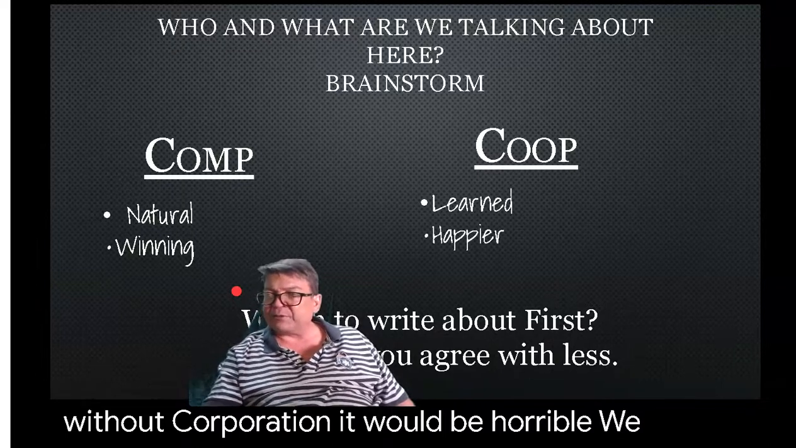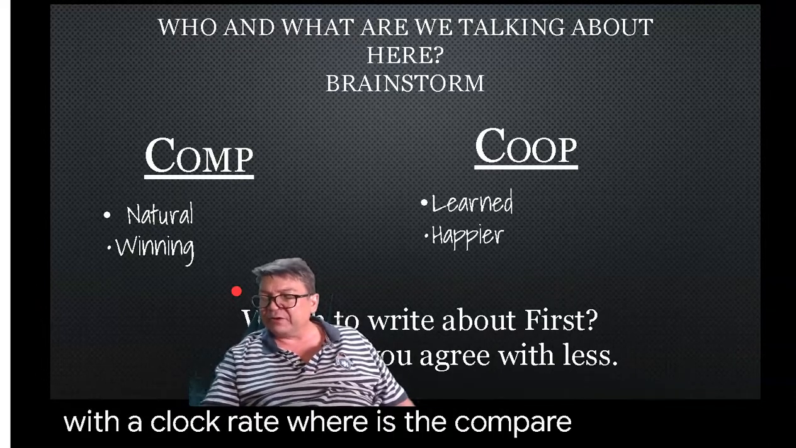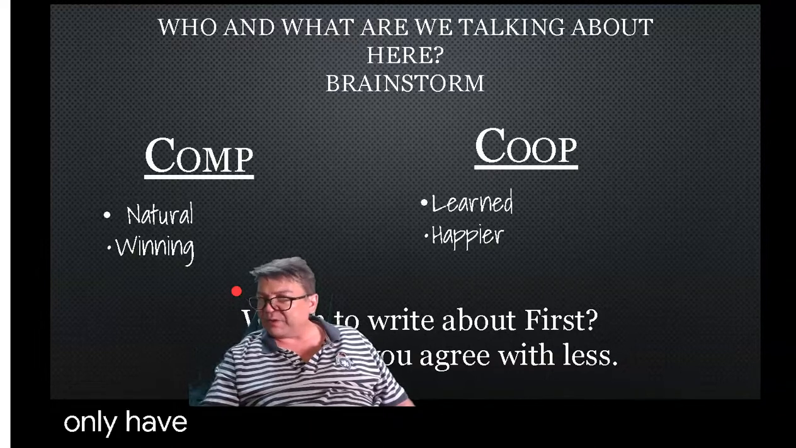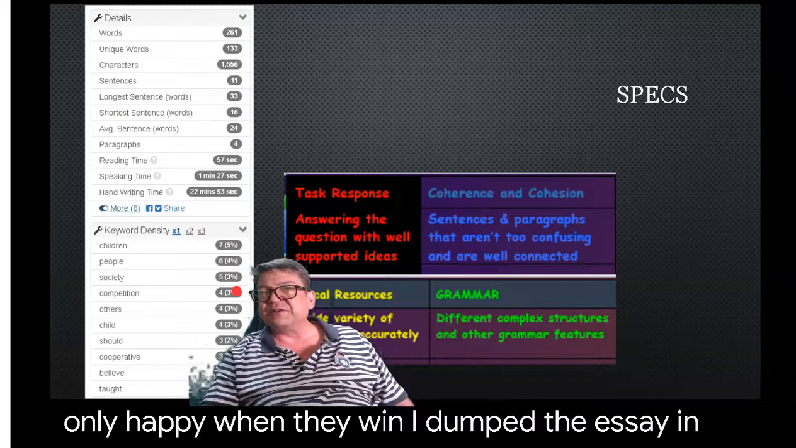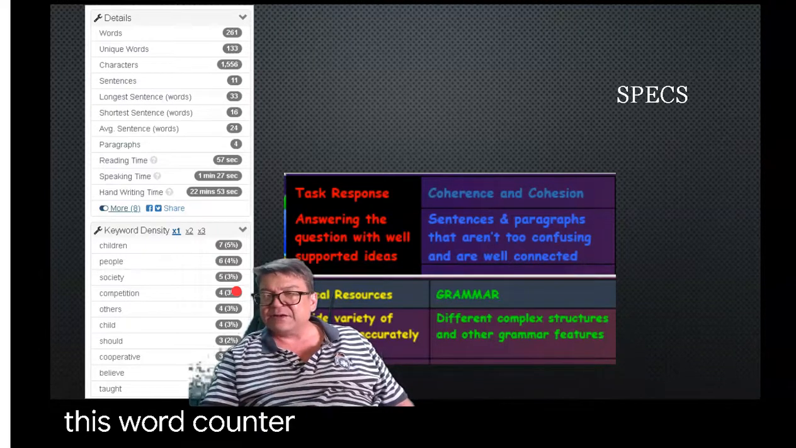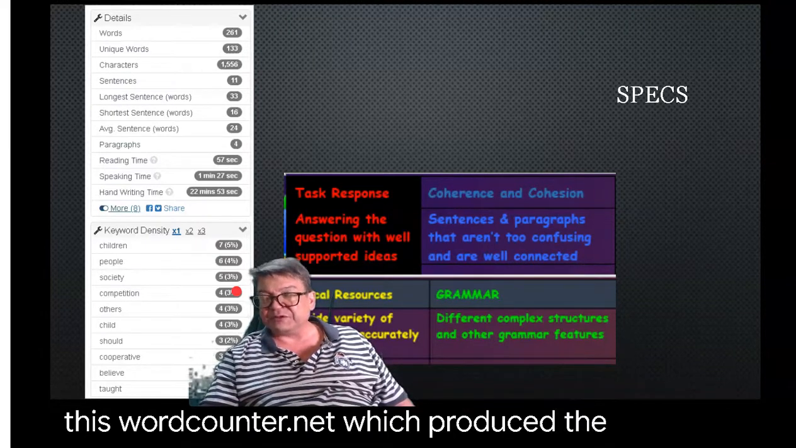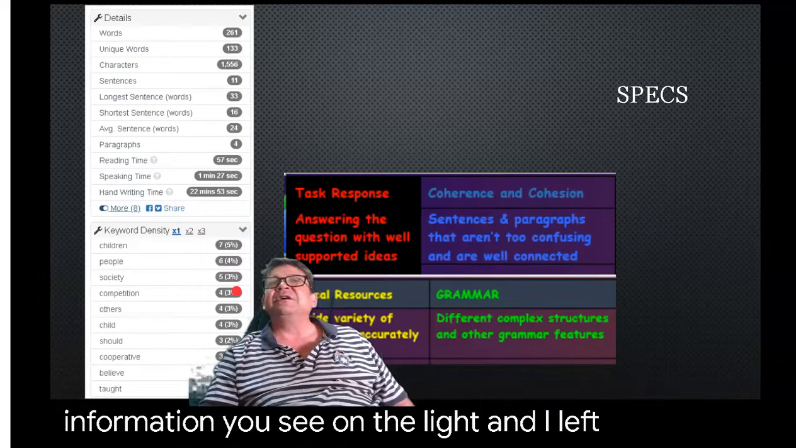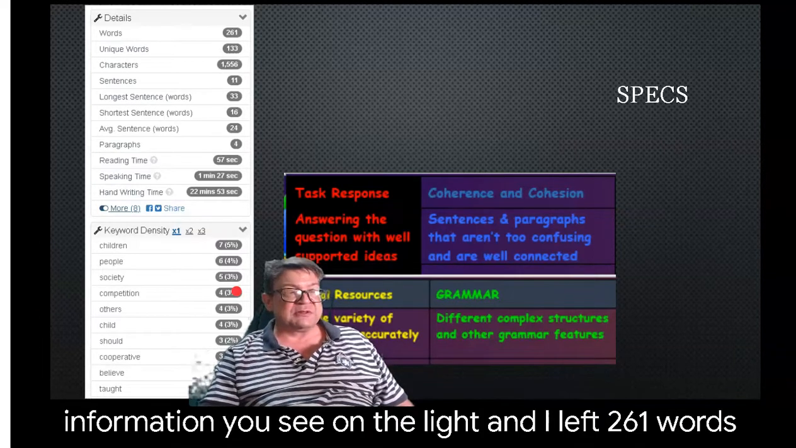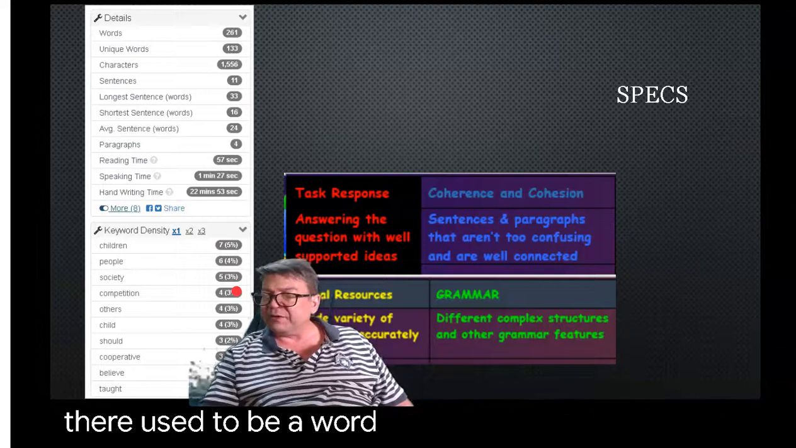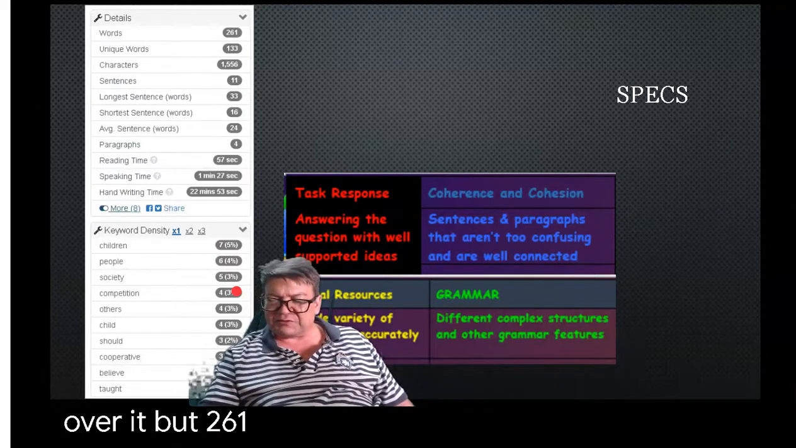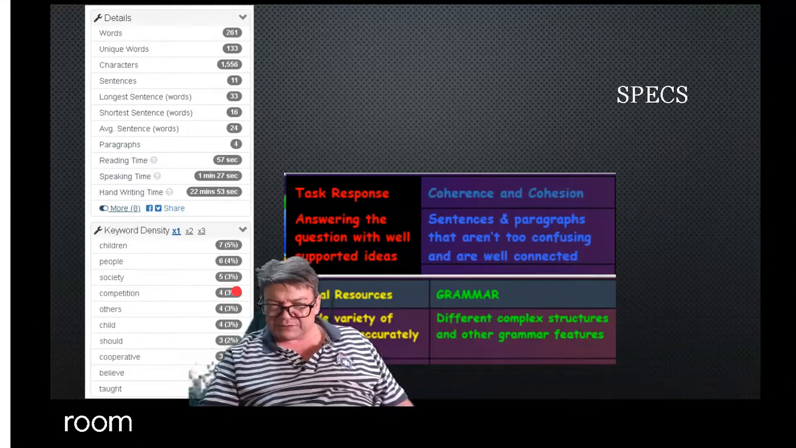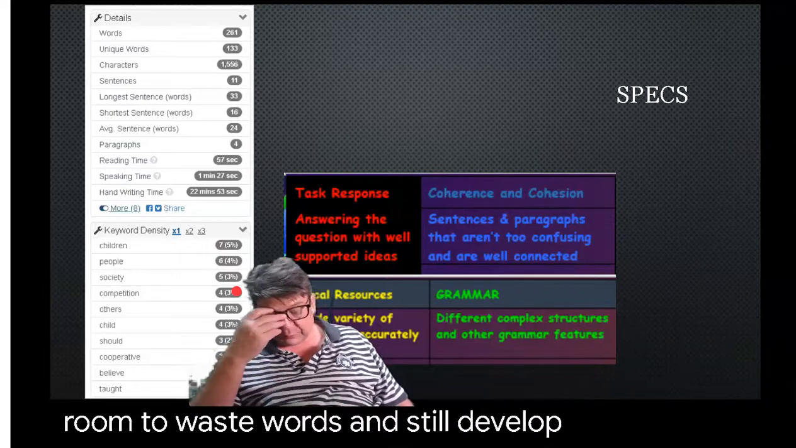People tend to be happier when they cooperate, whereas the competitor is only happy when they win. I dumped the essay into this wordcounter.net, which produced the information you see on the left. 261 words. Now, there used to be a word count limit, and that's over it. But 261 words doesn't leave you a lot of room to waste words and still develop your points.